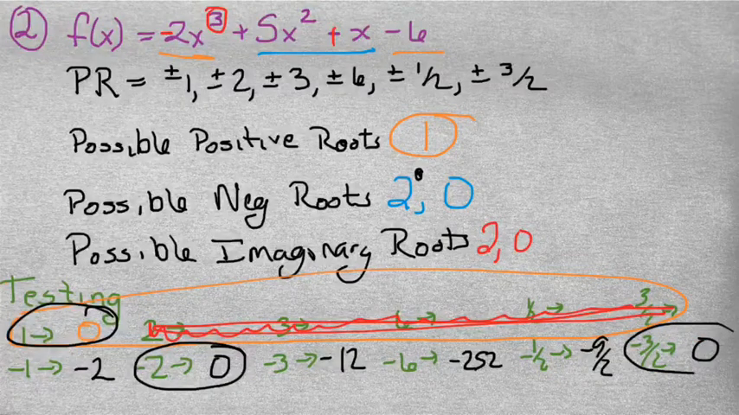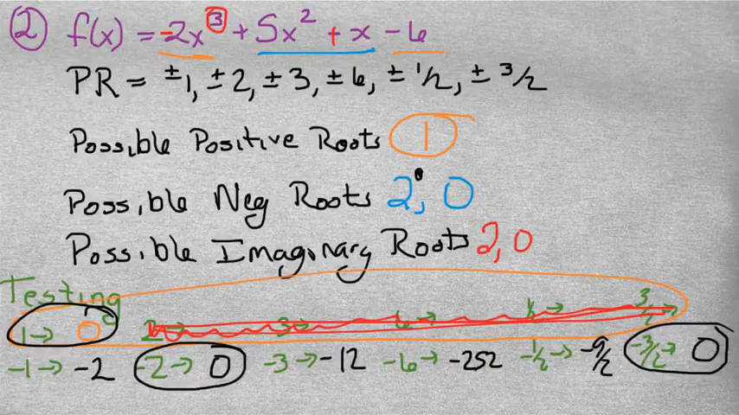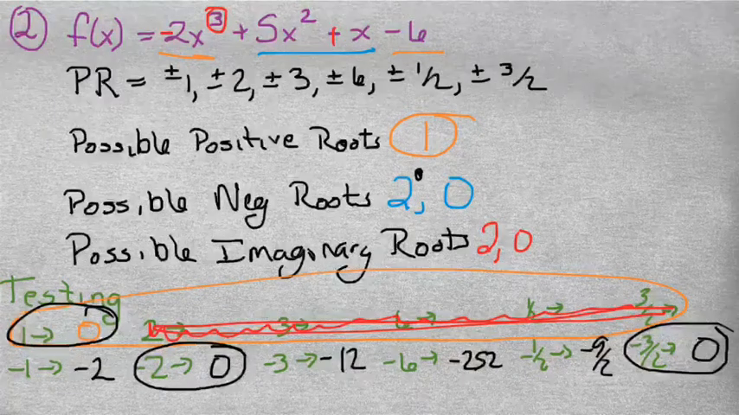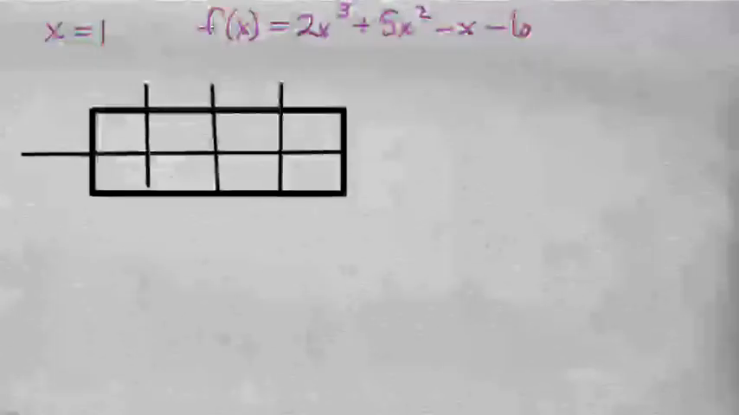So here's my other one that worked. So I had 3 that worked. My degree was 3, so that's the most I could have had. And now I'm going to come back and figure out what it is when I factor those.